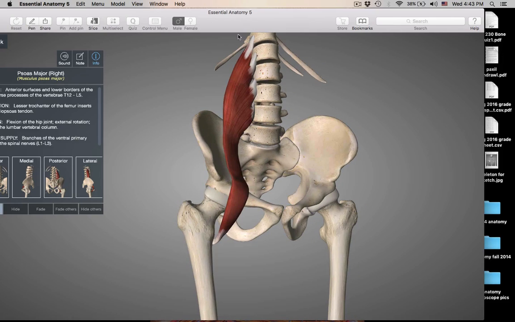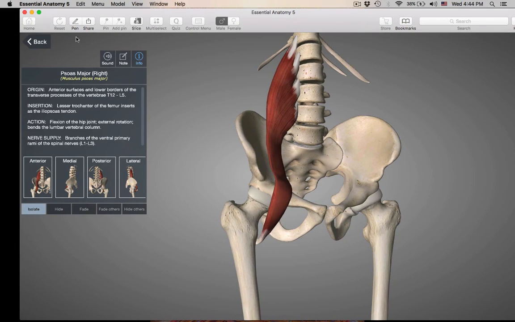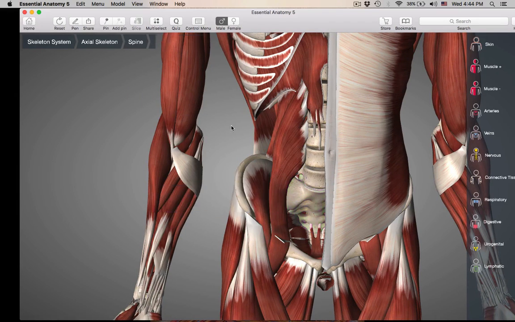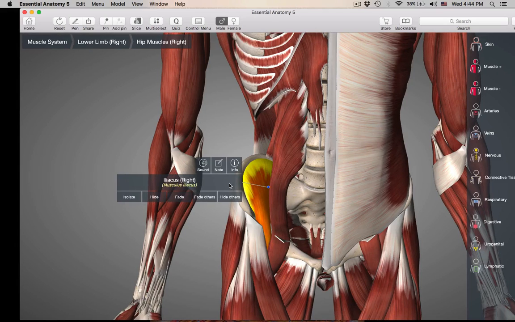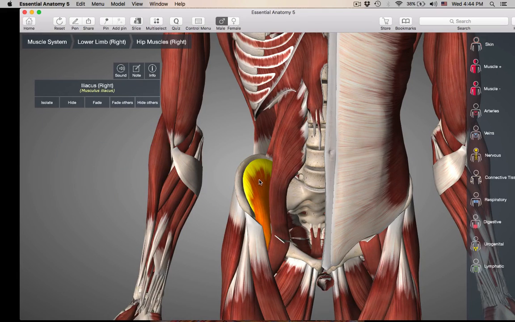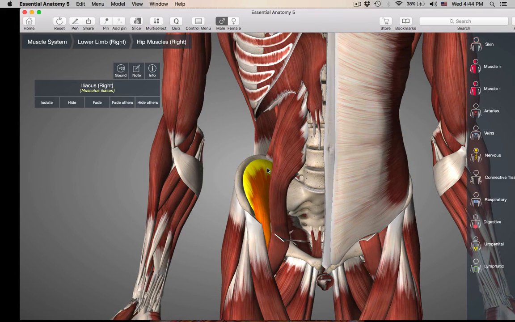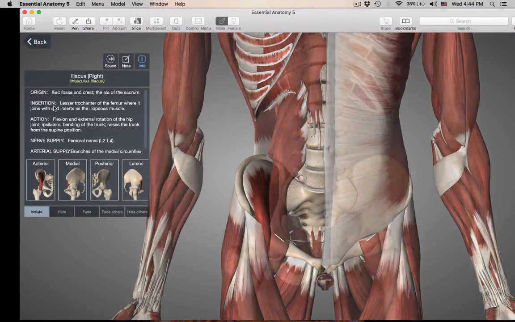So let's go back to our next muscle on the list. This muscle is next to it. That was the psoas. This is the iliacus. Now the iliacus, remember this is the iliac fossa of the pelvis. The iliacus sits right next to the psoas major, so its origin is up here in the pelvis too. Let's go ahead and isolate it out.